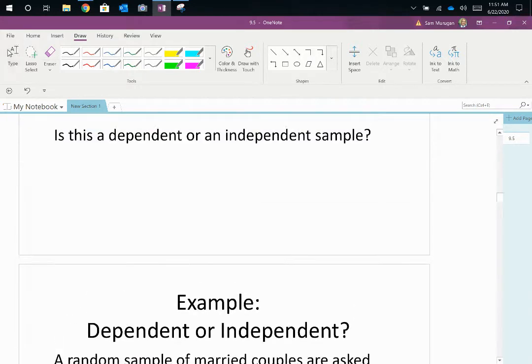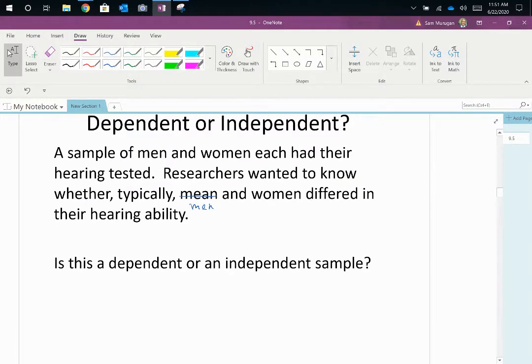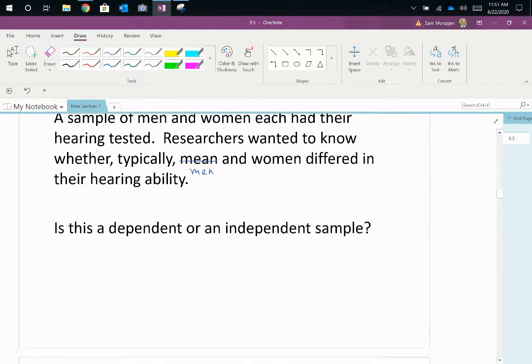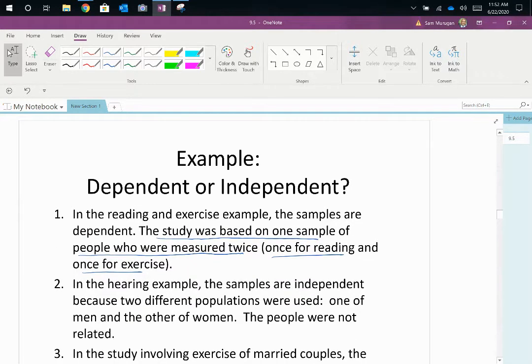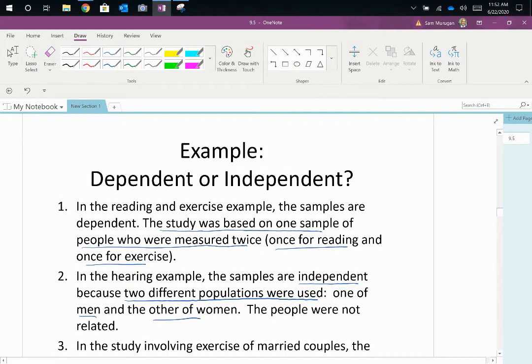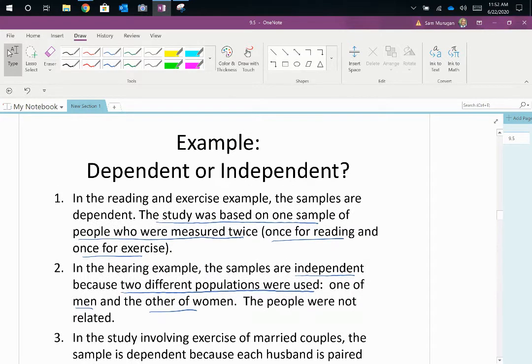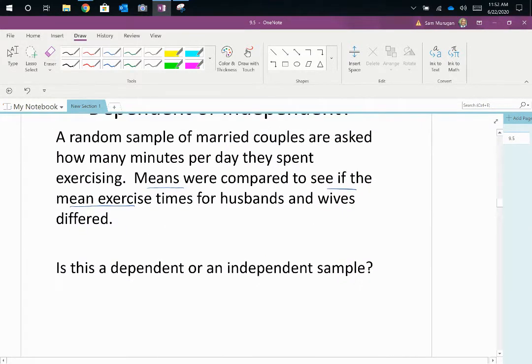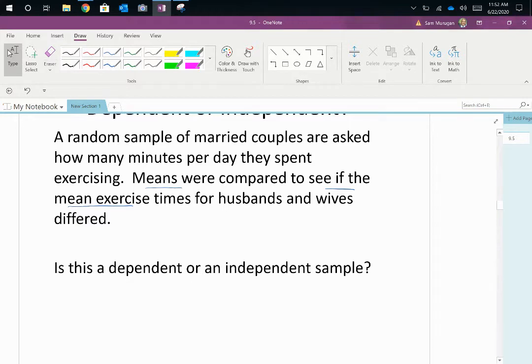Now, in the case of the hearing, a sample of men and women each had their hearing tested. Researchers wanted to know whether men and women differed in their hearing ability. The samples are classified as independent because two different populations were used. See that? In the first case, the same population was used. In the second case, two different populations are used, one for men and the other for women. The people were not related.